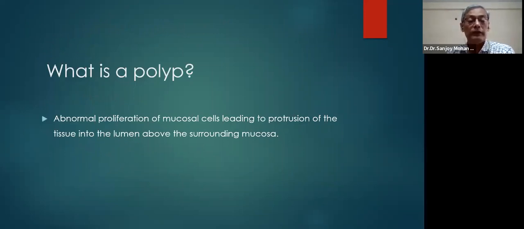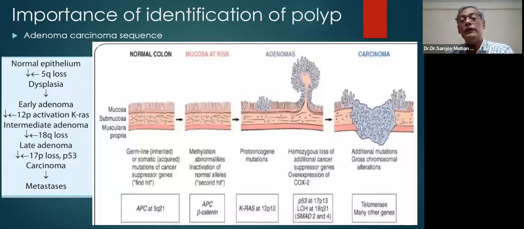So what is a polyp? An abnormal proliferation of the mucosal cells leading to protrusion of tissue into the lumen above the surrounding mucosa is known as a polyp. What is the significance of identification of the polyp? Because we know the adenoma carcinoma sequence. The adenoma carcinoma sequence is defined as a set of recurrent driver mutations in APC, KRAS, SMAD, and P53 genes. These are the different genes which transform the normal mucosa into a polyp and ultimately to a cancer.